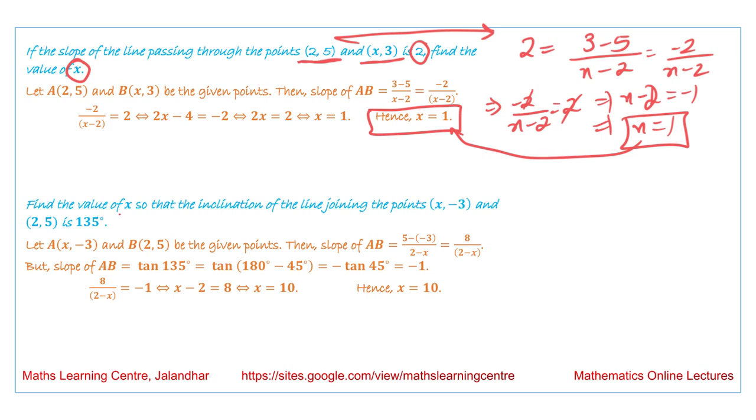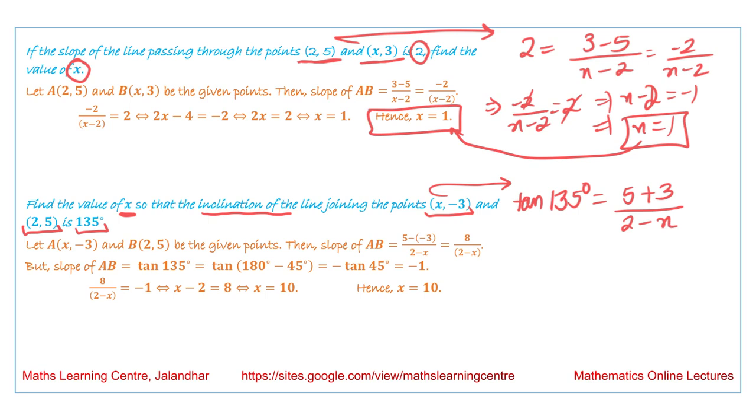Next is, find the value of x so that the inclination of the line joining the points (x, minus 3) and (2, 5) is 135 degrees. So we are saying the slope of this line is tan of 135 degrees, and that is equal to (5 plus 3) divided by (2 minus x). Now the value of tan 135 degrees is tan(180 minus 45), that is equal to minus 1.